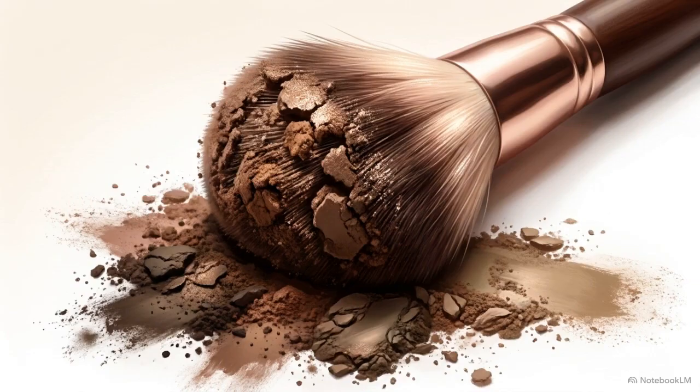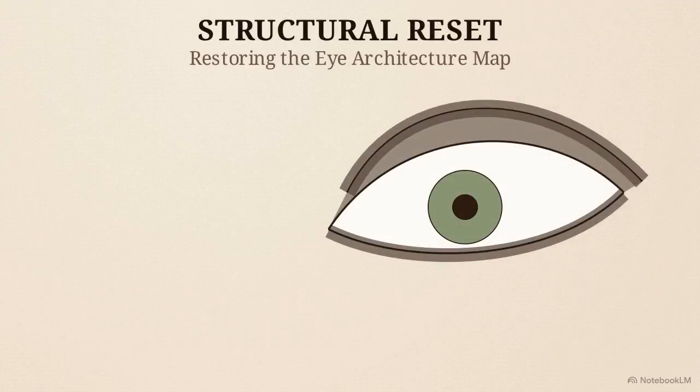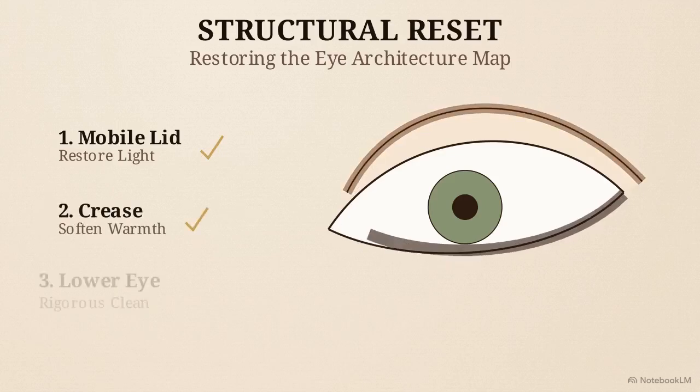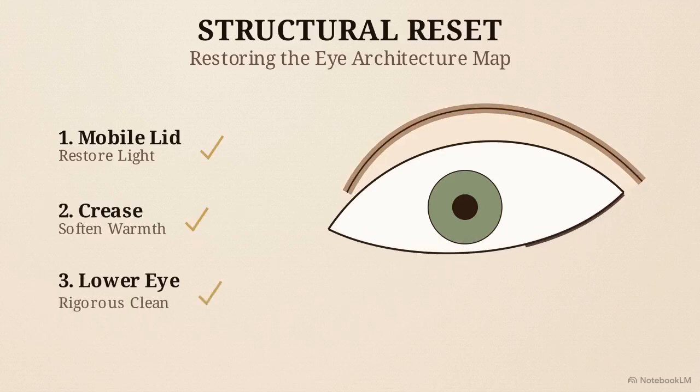If the eye begins to look muddy or the lines turn harsh, remember one rule: the solution is almost never adding more product. Correcting visual heaviness demands a disciplined return to the fundamental map. Restore the light on the lid, soften the warm crease, and rigorously clean the lower eye. The structural identity we just built is highly stable. It remains identical regardless of the context, lighting, or environment.